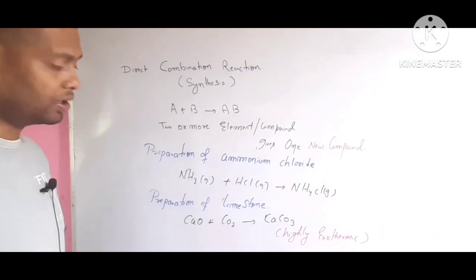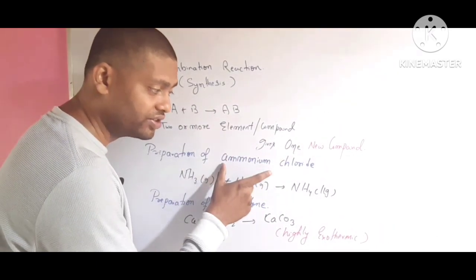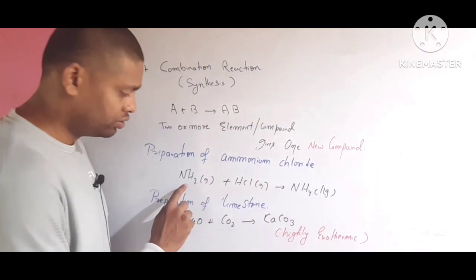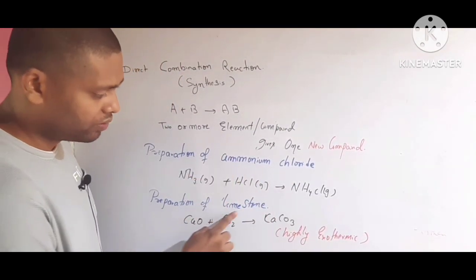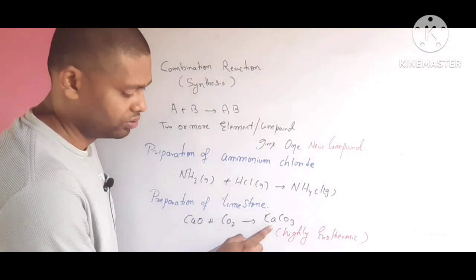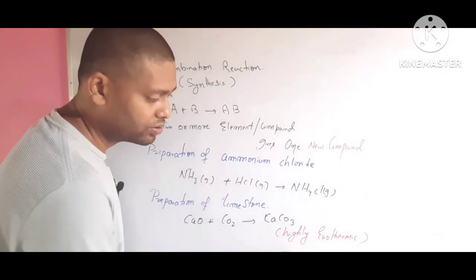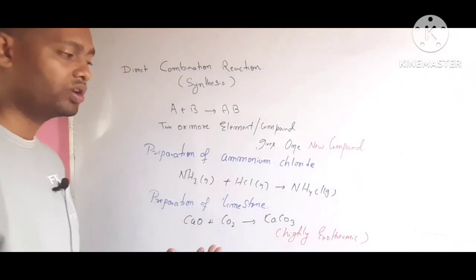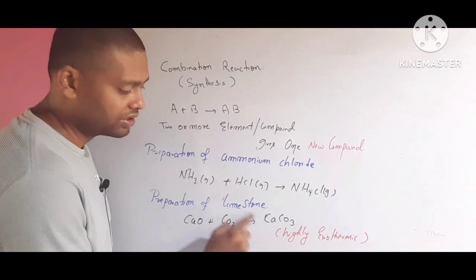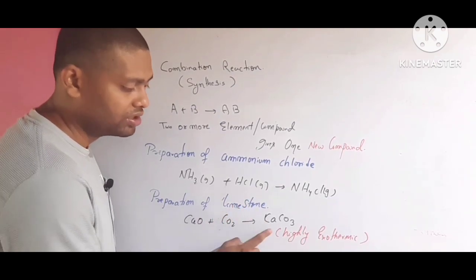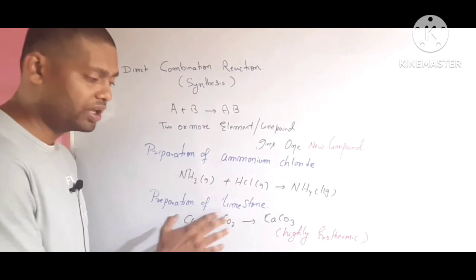Some more reactions. Preparation of ammonium chloride. Ammonia, we know the formula NH3. So ammonia plus hydrogen chloride will give you ammonium chloride. Preparation of limestone. What is limestone? Calcium oxide when combined with carbon dioxide gives you limestone. This is important. It is highly exothermic, and exothermic will give you all the heat. Because of the reaction you get the heat. So it is highly exothermic and a very important reaction from the exam point of view. Calcium carbonate is the name of this one. We can also call it limestone.